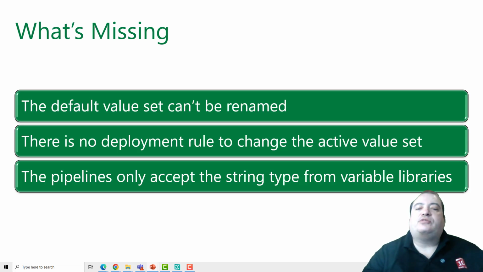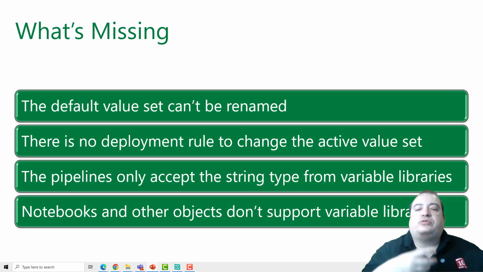The pipelines only accept the string type from variable libraries. This is a big limitation. And notebooks and other objects are not supporting variable libraries yet. This is a starting feature. We should expect way more from this feature when the deployment pipeline can automatically change the active value set, the pipelines accept other kinds of values besides the strings, and the notebooks start supporting the variable libraries. When all this is improved, this feature will be absolutely great.